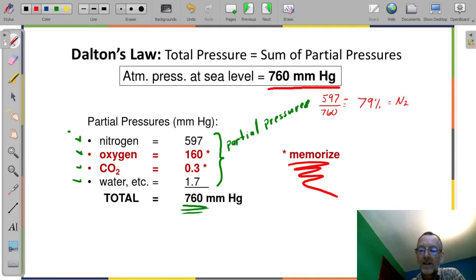So 79% of the atmosphere is nitrogen gas. You could do the same thing with oxygen, which is 160. It's the partial pressure of oxygen in the atmosphere over 760. Do that, multiply by 100, and you come up with approximately 21% O2.